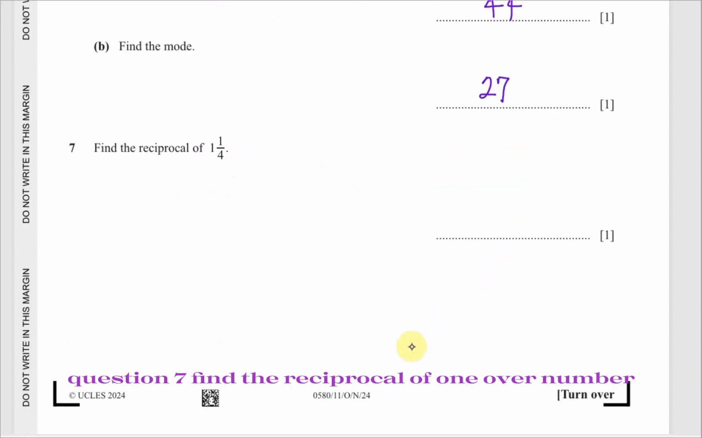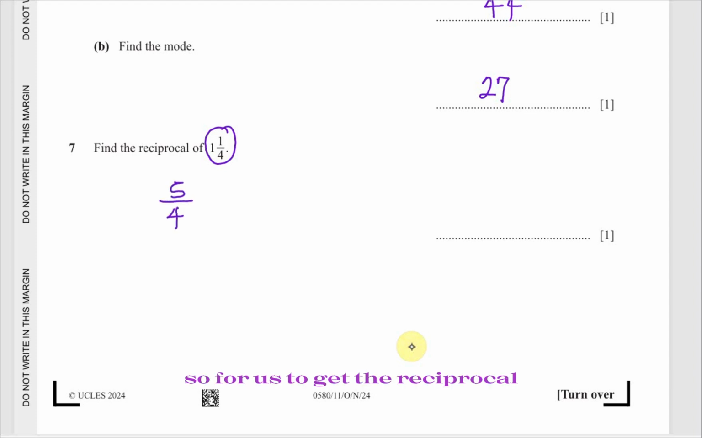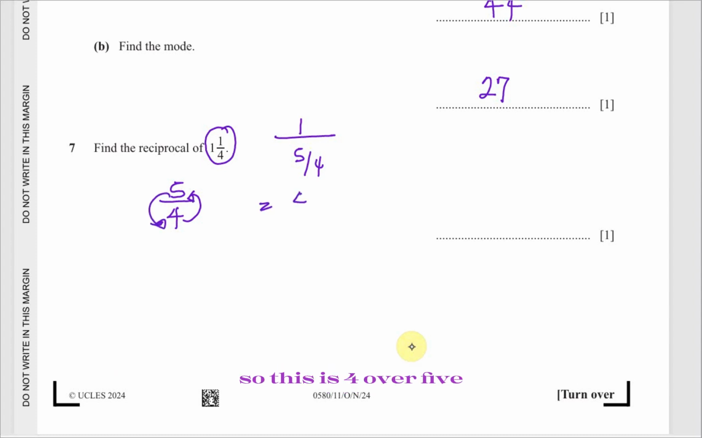Question 7. Find the reciprocal of 1 1/4. So we change this fraction into an improper fraction. That's going to give us 5/4. So for us to get the reciprocal is 1 over the fraction, which is the same thing as flipping the fraction over. So this is 4/5.